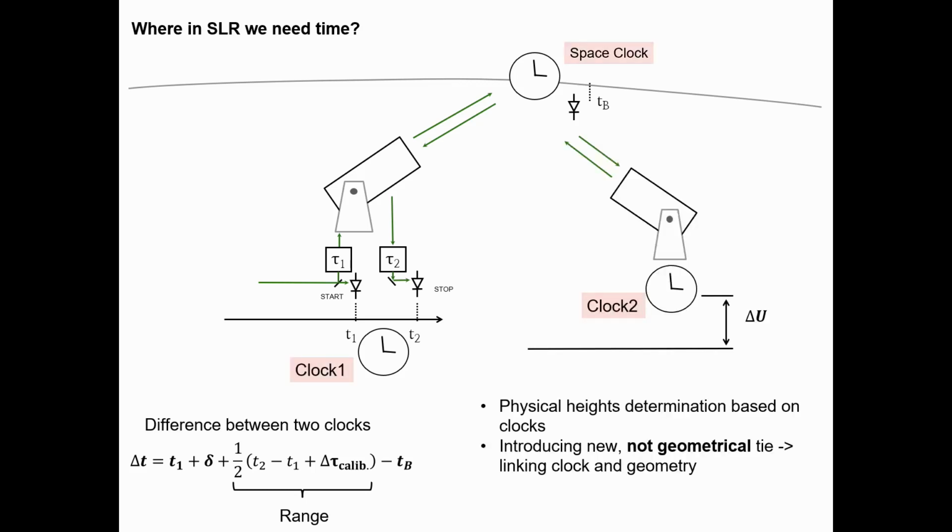So doing this, we can combine and perform the time transfer between ground and space, and eventually between two clocks on the ground, which can help us for different kinds of applications. For geodesy, it can be physical height determination based on very accurate clocks when they would be available at the stations. Another application is the new realization of the non-geometrical tie, so linking geometry and clock on the stations.